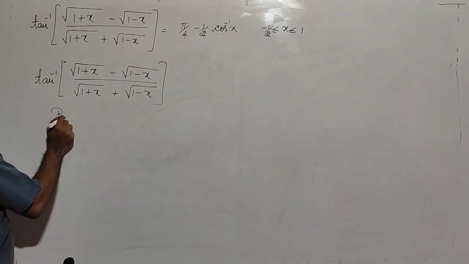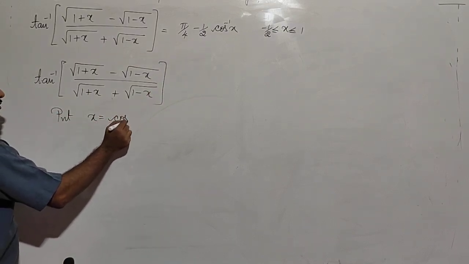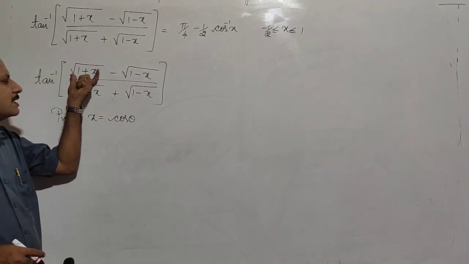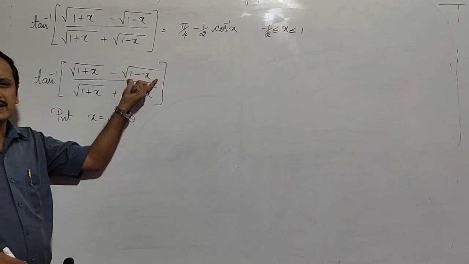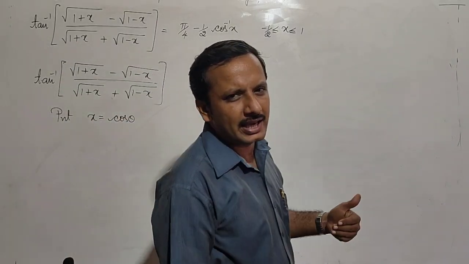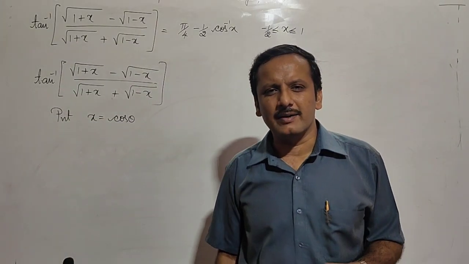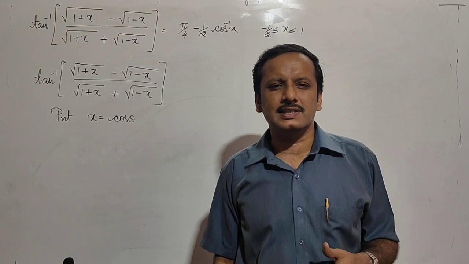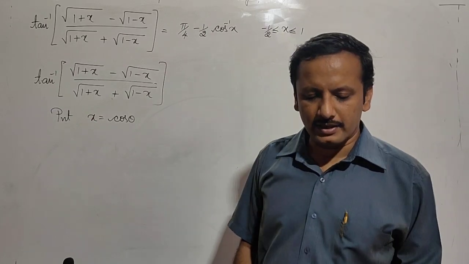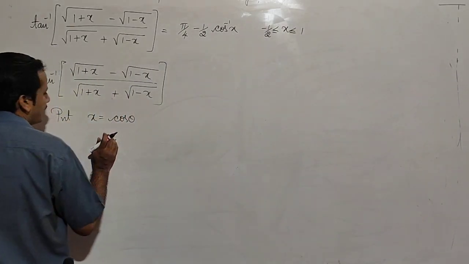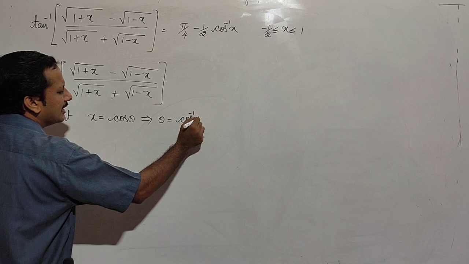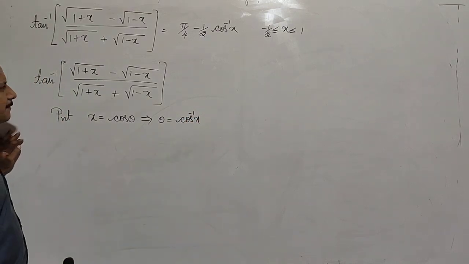Here I will make a substitution: put x equal to cos theta, because if I put x equal to cos theta, then this expression will be 1 plus cos theta, and this will become 1 minus cos theta. For both of those we have a formula. 1 plus cos theta can be written as 2 cos square theta by 2, and 1 minus cos theta is equal to 2 sin square theta by 2, which we have studied in our first video. So when I substitute x equal to cos theta, this will imply that theta is equal to cos inverse x.